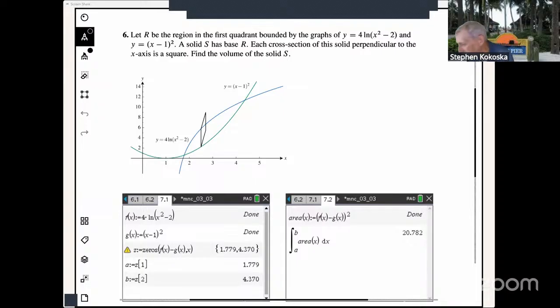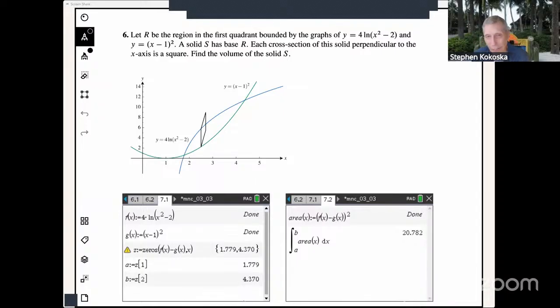This is kind of a classic free response question also in an area volume question. We're often asked to find the volume of a solid where we know the cross sections perpendicular to the x or perpendicular to the y-axis. So here we have a region bounded in the first quadrant by the graphs of those two functions: 4 log x squared minus 2 and y equals x minus 1 squared.